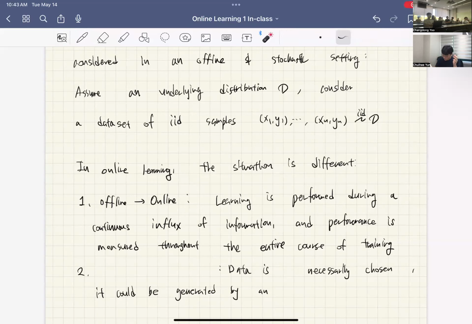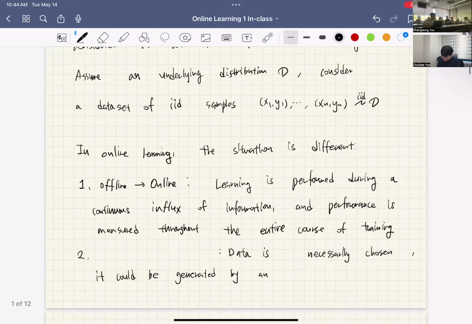However, what's different about online learning is you have a continuous influx of information. Your data actually gets added to you continuously, and the performance of your learner has to be as good as possible, even during your training. So that's the one difference of online learning.